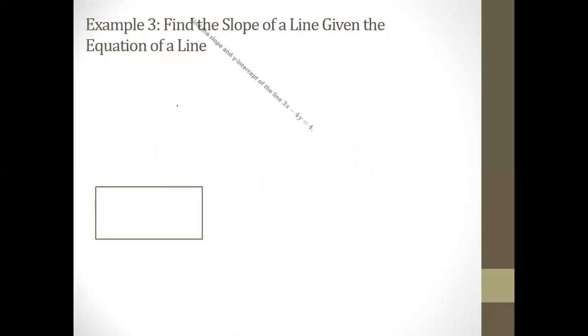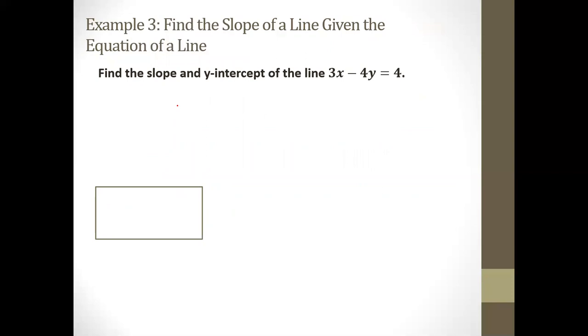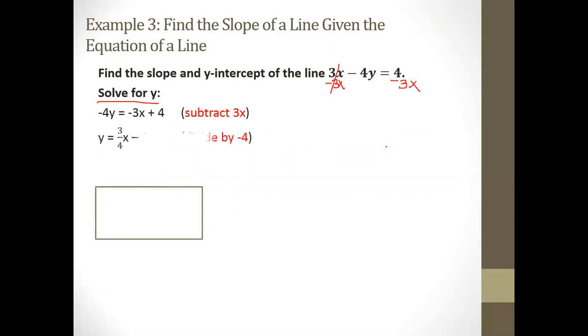Find the slope of the line when we have this equation, 3x minus 4y equals 4. First, we want to solve for y. We're going to subtract 3x from both sides of this equation. The 3x's will cancel on the left side, leaving negative 4y equals negative 3x plus 4 on the right side.